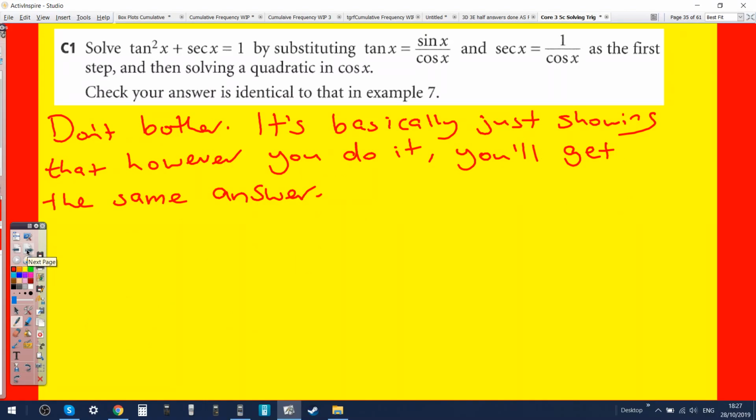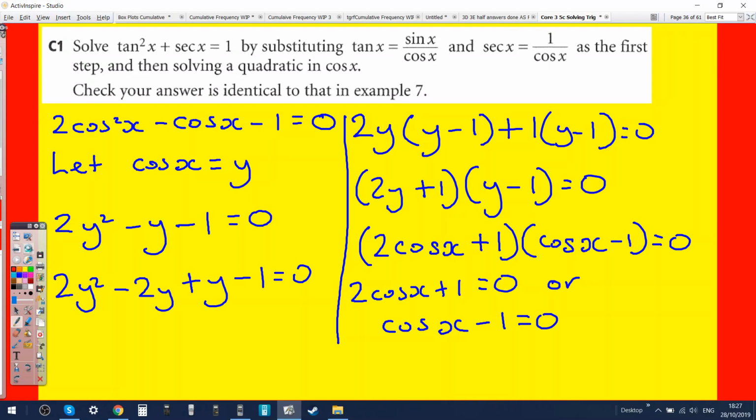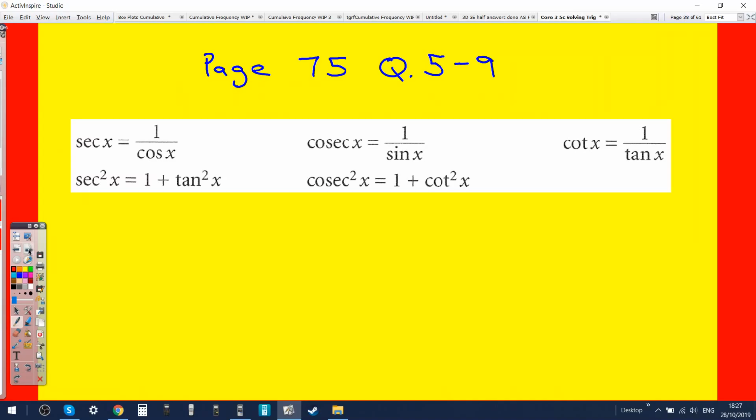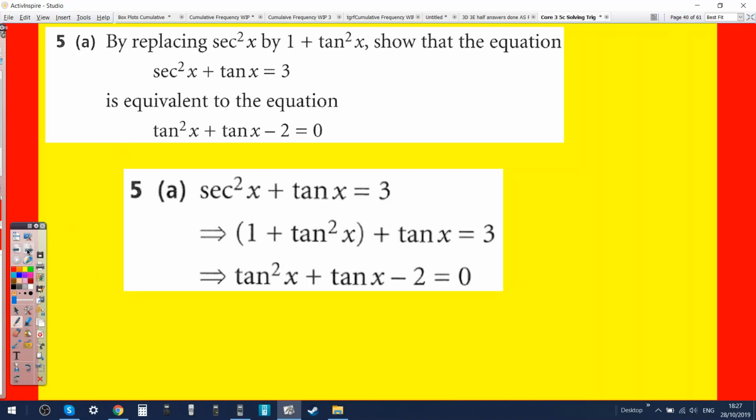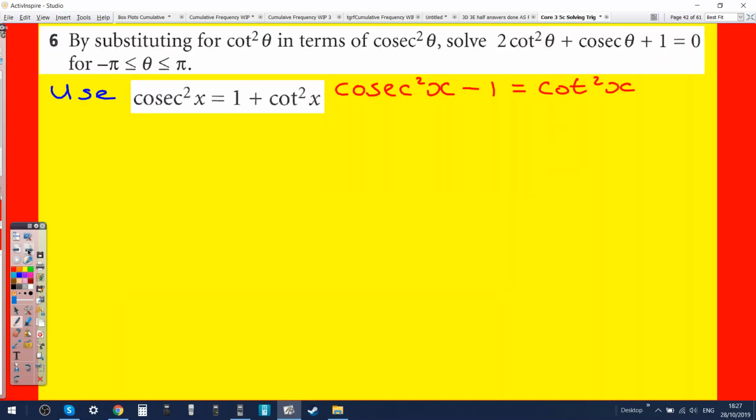Okay, that one we don't need. Let's see this one. Is this worth doing? I suspect you'll be okay for these now. Let's do this one. We haven't done one of these.